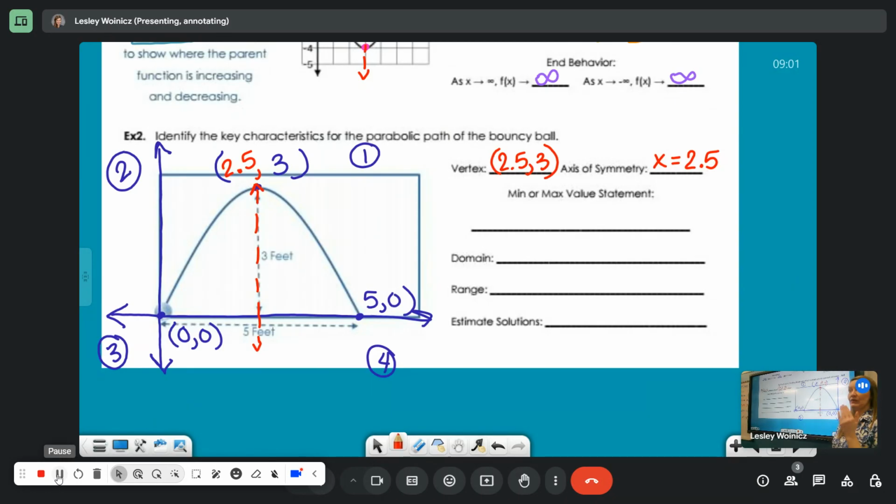So, do we have a min or a max? Okay, where does it happen, when x is what? At the very top. So it's a max. So at x equals 2.5, we have a max of 3. That's our maximum height.